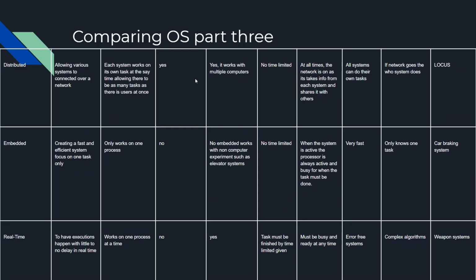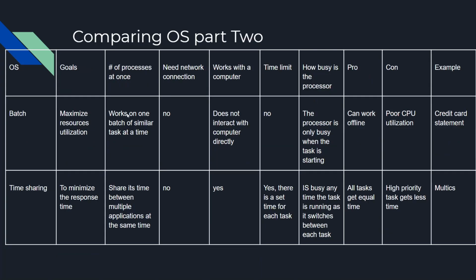It does need a network. It's one of the few that really do need a network connection. Oh yeah, and with goals, I forgot the goals. The goals for a batch is to maximize resource utilization, and the goal with time sharing is to minimize the response time.